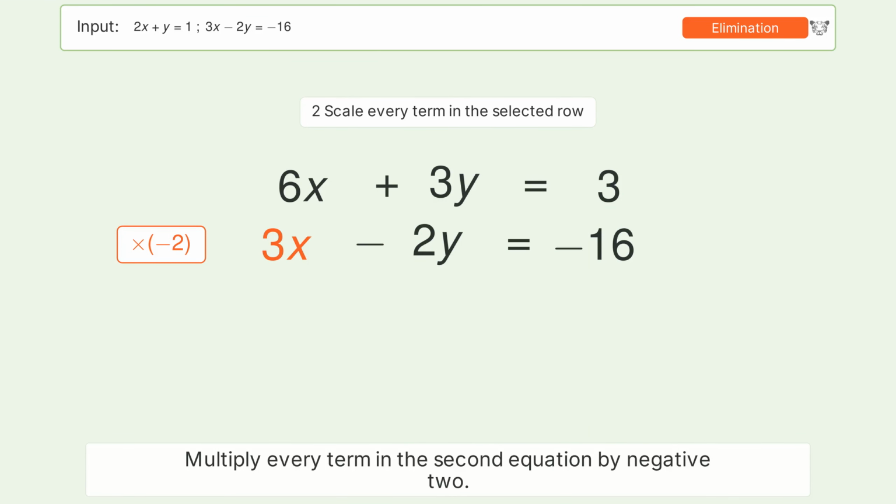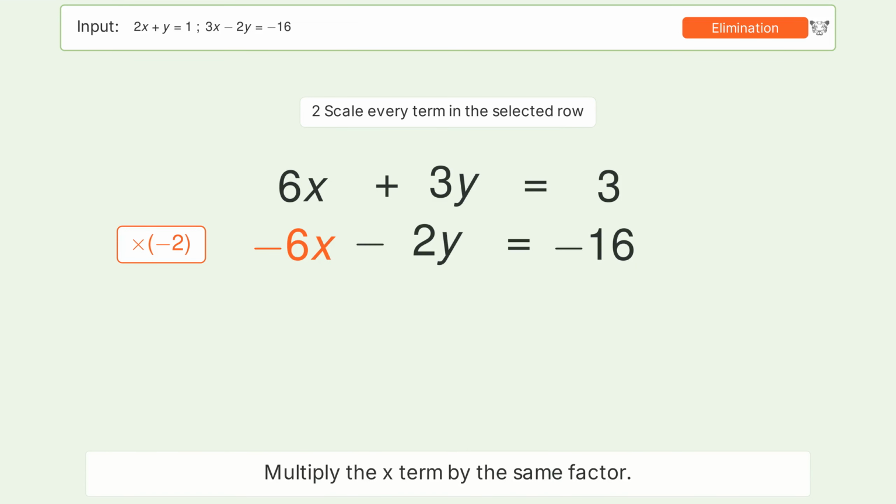Multiply every term in the second equation by negative 2. Multiply the x term by the same factor. Now multiply the y term by that factor. Finally, multiply the right side too.